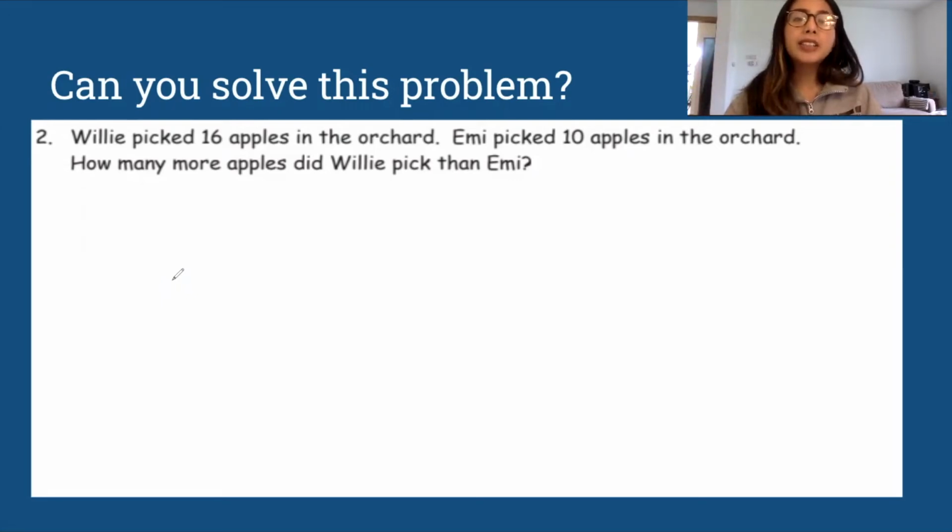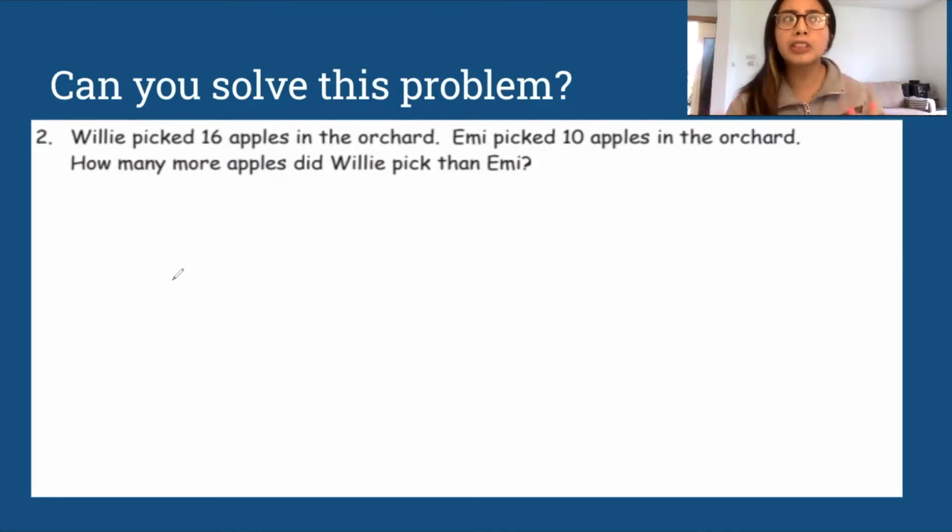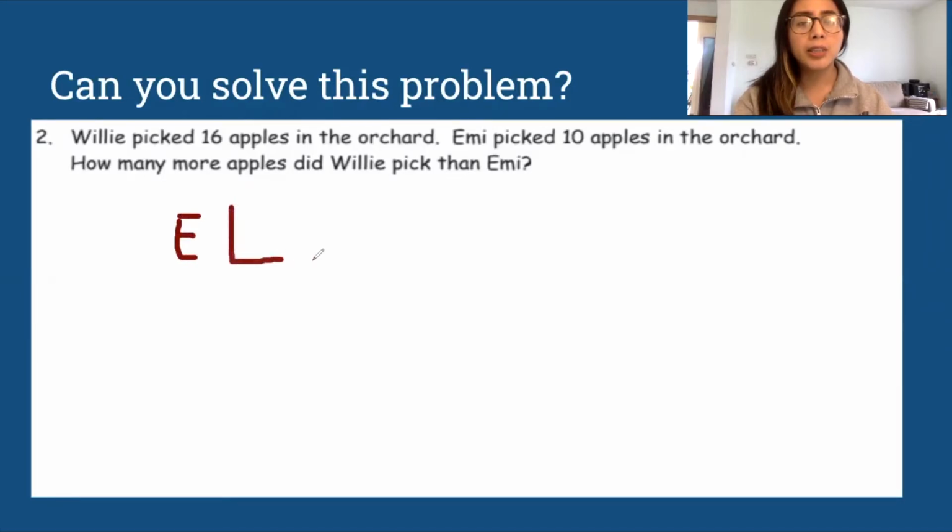So Willie picked 16 apples in the orchard. Emmy picked 10 apples in the orchard. How many more apples did Willie pick than Emmy? So let's draw a double tape diagram to find that difference, because I can already tell, just picturing it in my brain, if Emmy picked 10 apples, I'm going to draw her tape diagram. And the tape diagram just shows me how many they have. It's an easy, quick way to show me. So if she has 10, okay, and Willie picks 16.